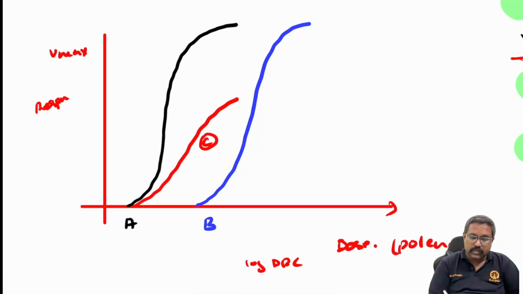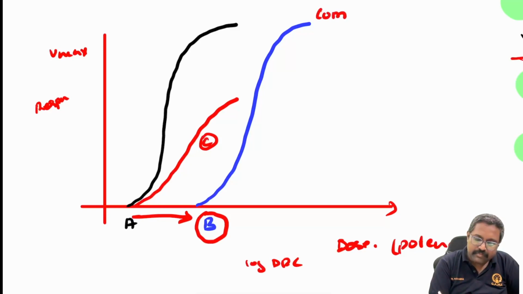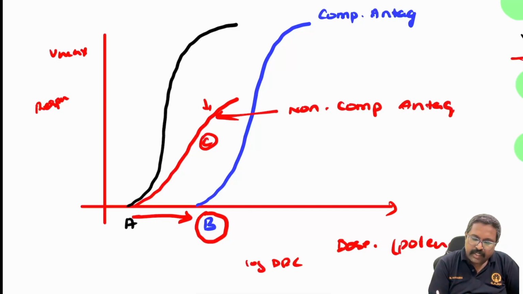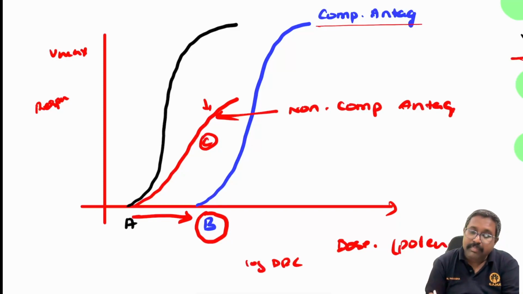Potency. So whenever the B here is, can you identify this? To produce the same response, you are increasing the dose. You are increasing the dose. So this is called as competitive antagonism. Whereas this, the red one, is the non-competitive antagonism.